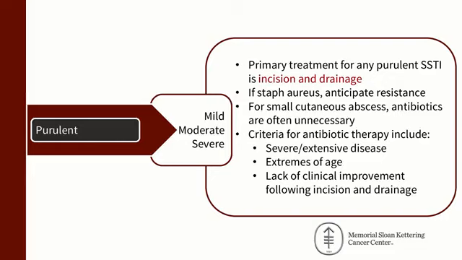Certain criteria merit the addition of antimicrobial therapy following I&D, including severe or extensive disease, for example, involving multiple sites of infection, signs and symptoms of systemic illness, impaired host defenses, extremes of age, lack of clinical improvement following incision and drainage. This may occur, for example, in abscesses in difficult-to-drain areas, for example, the face, hands, or genitalia.